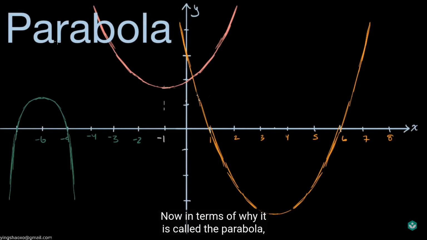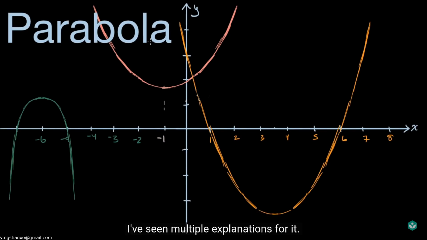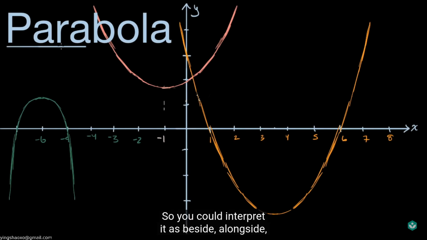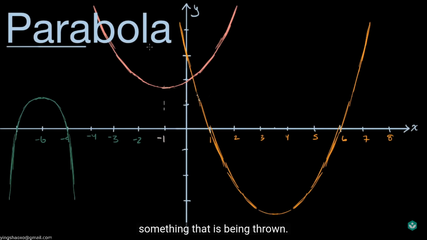Now, in terms of why it is called the parabola, I've seen multiple explanations for it. It comes from Greek, para, that root word, similar to parable. You could view it as something beside, alongside, something in parallel. Bola, same root as when we're talking about ballistics, throwing something. So you could interpret it as beside, alongside, something that is being thrown.